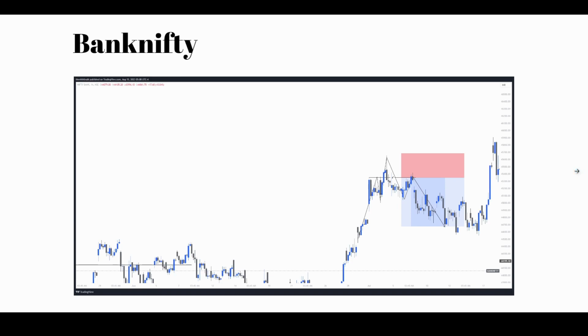And this is a trade on Bank Nifty. You can clearly see that we are making this pattern again. Price took out that high, rejected from that high, close, retest, and then the price continues from there.